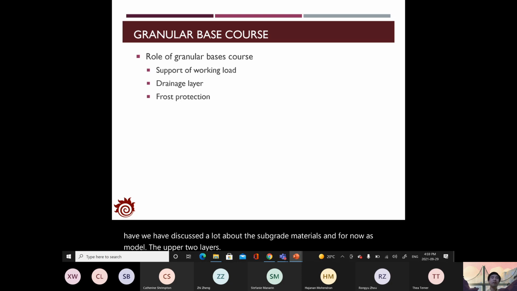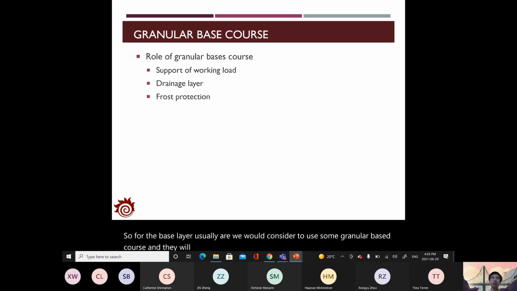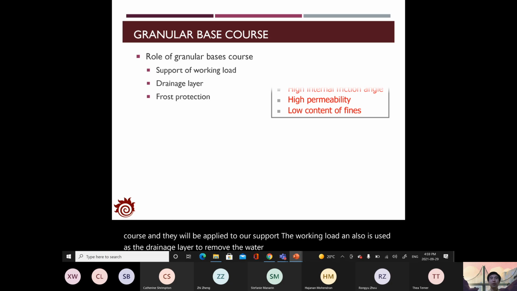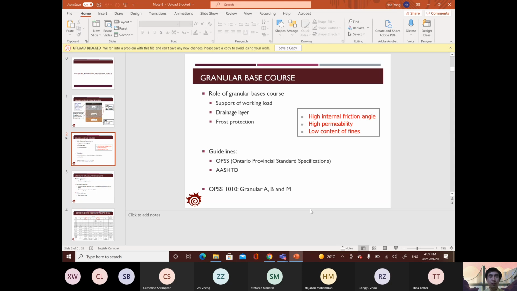So for the base layer, usually we will consider using some granular base courses, and they will be applied to support the working load, and also be used as the drainage layer to remove the water from the pavement structure, and also try to protect against or remove the frost heave effect.